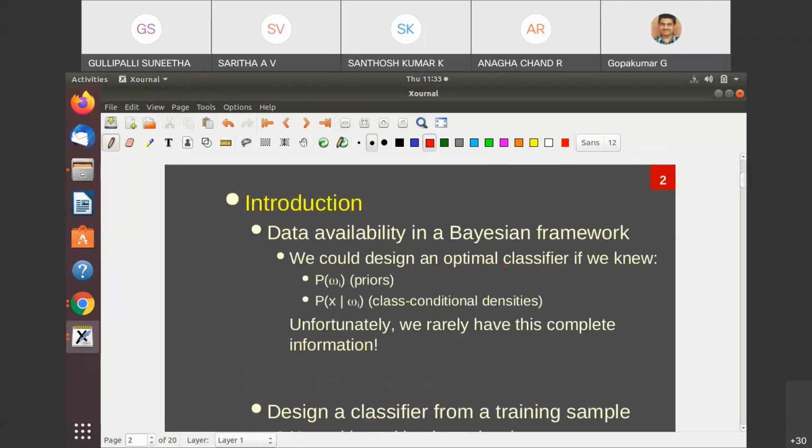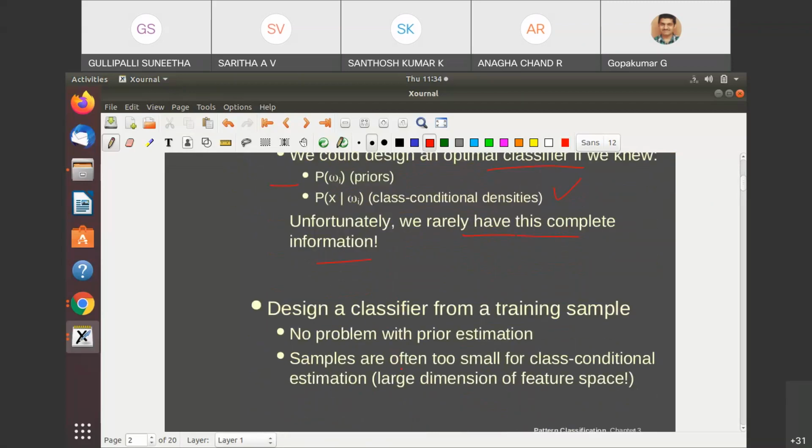We'll quickly go through some of the already discussed concepts. We are assuming that data availability is a very crucial thing. We could design an optimal classifier if we know the prior probability and the class conditional densities, but we rarely have this complete information. So that means we design a classifier from a training sample.